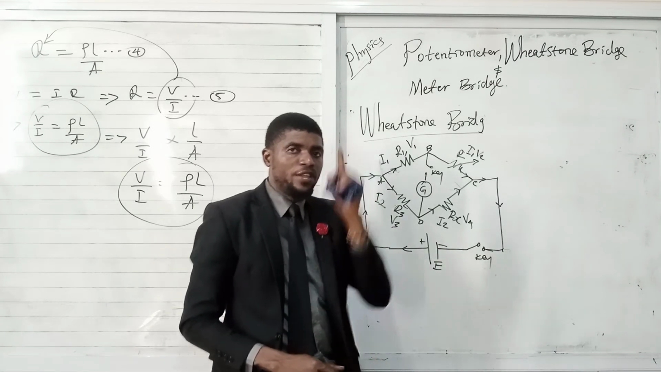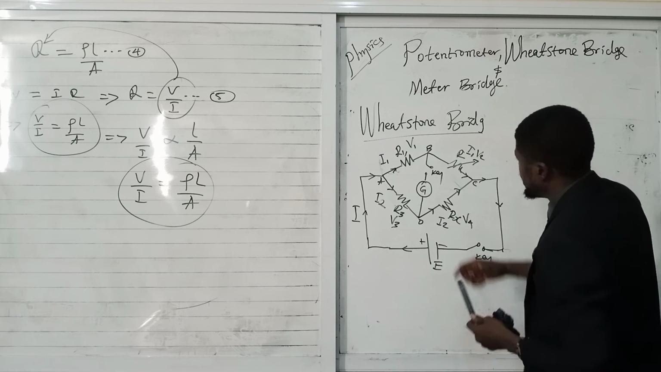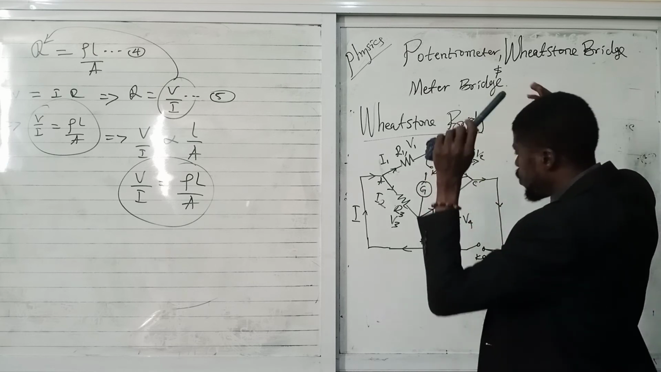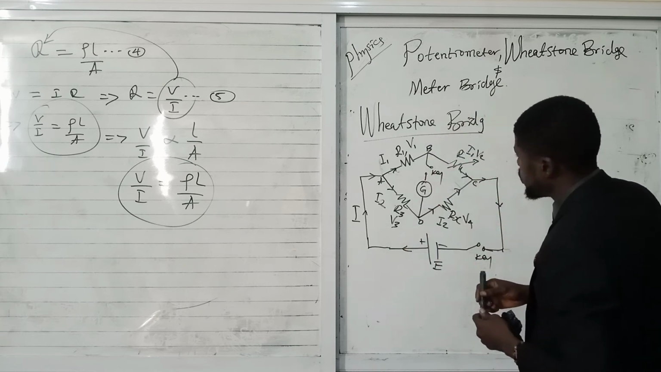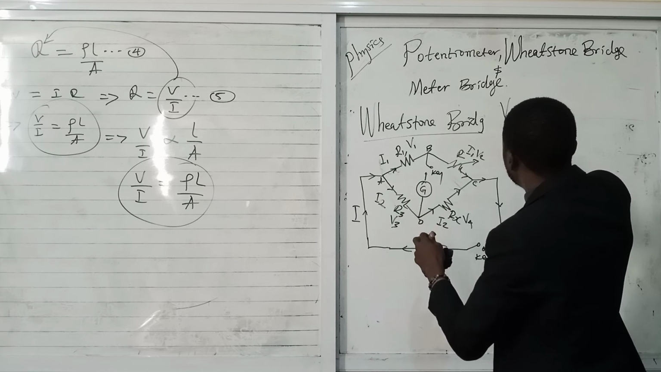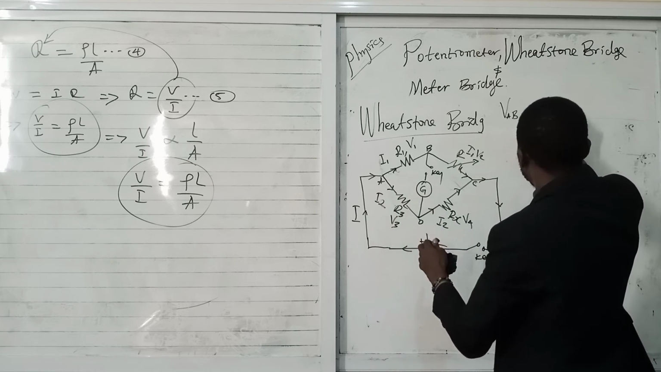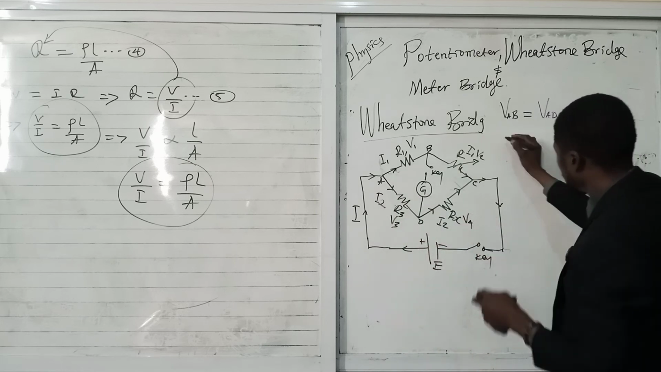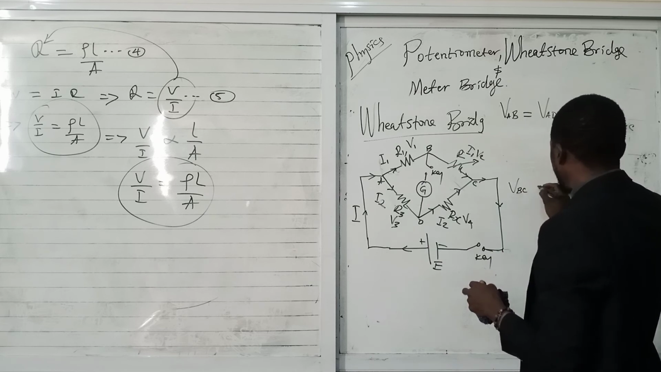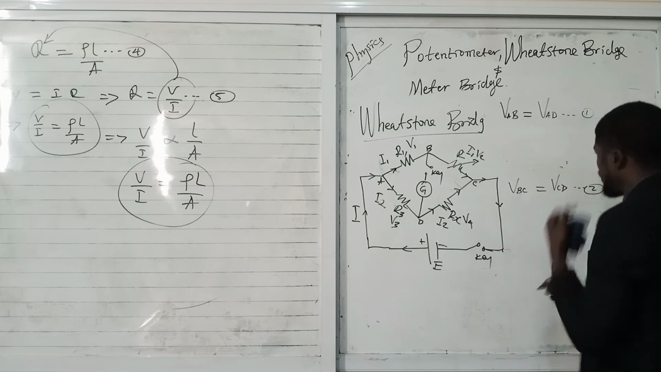Once you reach the balance point, these are the conditions. For you to reach the balance point, it means that the potential difference BD is zero, so there's no flow of current. At this point, we say that the potential difference across AB, that is VAB, is equal to the potential difference across AD, VAD. Call this equation 1. Also, the potential difference across BC is the same as that of CD. Call this equation number 2.